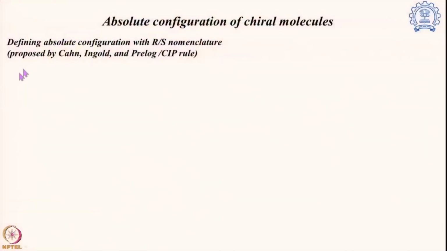So that's why we need a different nomenclature to designate the overall configuration, or the absolute configuration, of the molecule rather than just the direction of the optical rotation, because they are not really correlated. For defining an absolute configuration, there is a nomenclature method developed by three scientists, Cahn, Ingold and Prelog, and we call it the CIP rule by taking the first letter of each of their names. So what is the CIP rule?